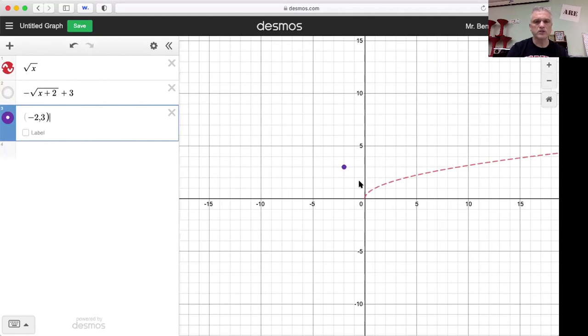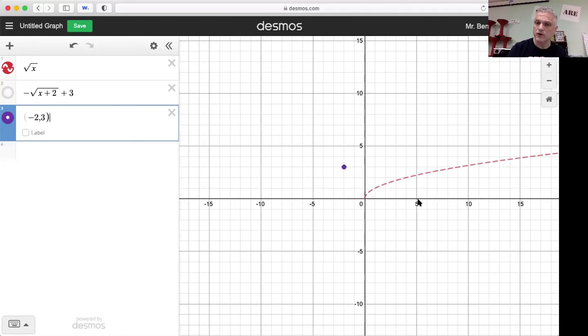We've got the plus 2 and the plus 3 taken care of. So now we have to think of direction and vertical stretch or shrink. So direction, there's a negative. That negative tells me that instead of the direction the parent function goes, we're going in the exact opposite direction. So instead of rising to the right, this function is going to fall to the right. Okay, it's going to flip vertically and fall to the right.